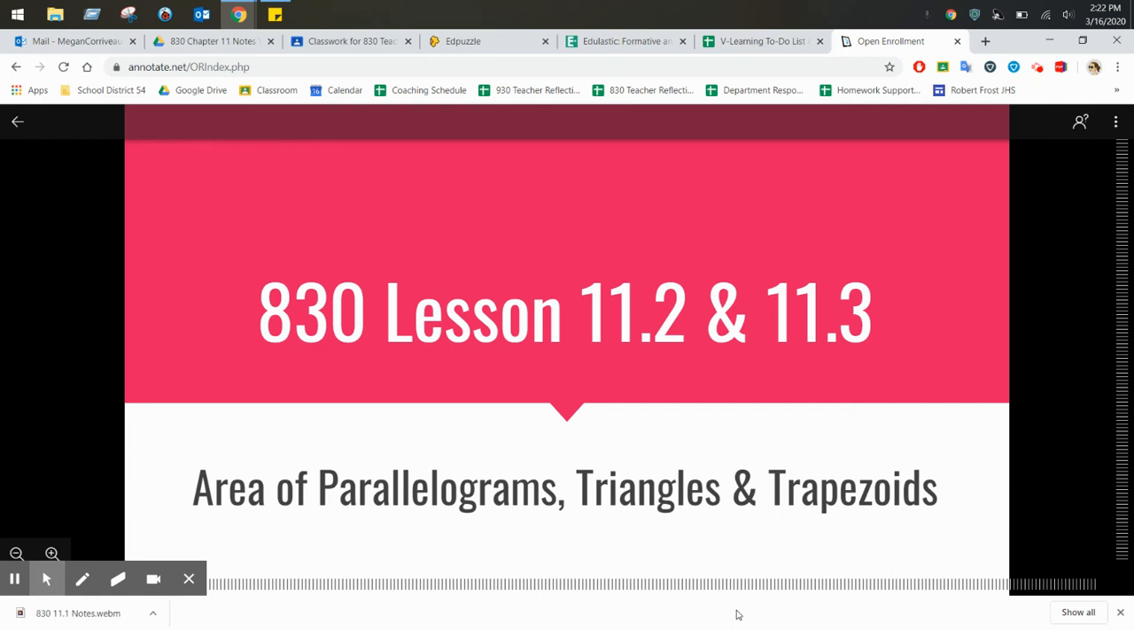All right, so 11.2 and 11.3 usually we teach together. This video will just cover lesson 11.2. So 11.2 is going to be the area of parallelograms and triangles only. 11.3 is trapezoids, so we'll get that in another video. So we're just going to talk about the area of parallelograms and triangles in 11.2.